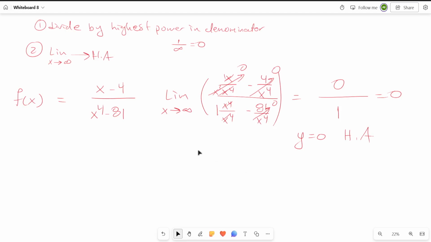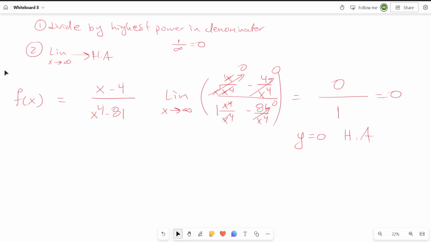Let me tell you something. If you noticed, whenever the numerator's highest power of x is less than the denominator's highest power of x, our horizontal asymptote is always 0. Whenever the numerator degree is equal to the denominator degree, the horizontal asymptote always has a value, and it's the ratio of the leading coefficients. Let's say if it's 4x to the power 4 over 3x to the power 4, then my horizontal asymptote is going to be 4 over 3. This is just something for you to notice.